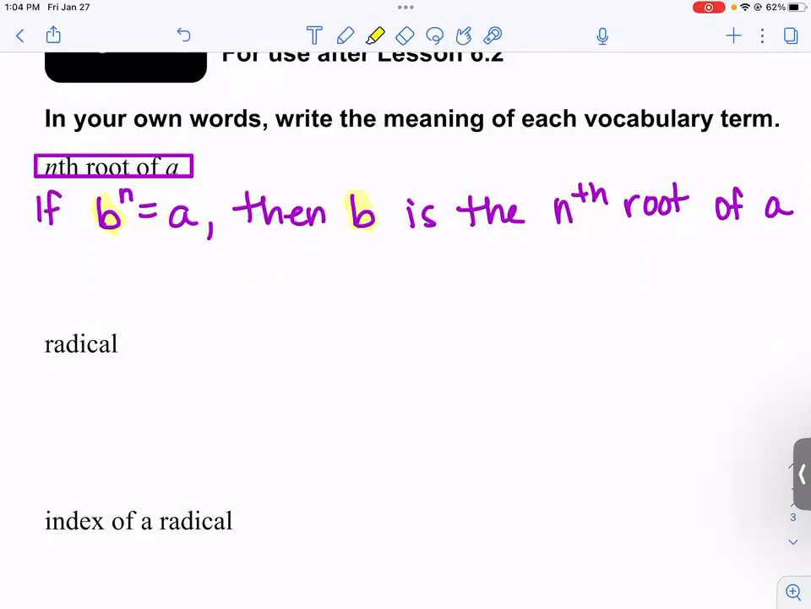Okay, so 2 squared is 4. So 2 is a square root of 4. Three cubed is 27. So 3 is a cube root of 27, or a third root. We call it a cube root. Okay. 2 to the 4th is 16. The 4th root of 16 is 2.